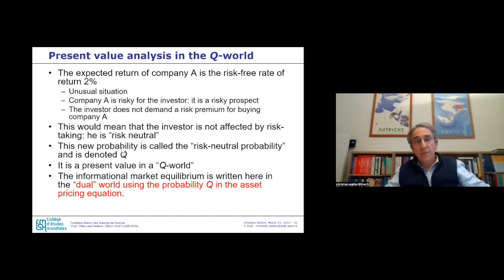Q. It is a present value calculated in a Q world. That means that the informational market equilibrium is written in this case in the dual world, using the probability Q in the asset pricing equation.